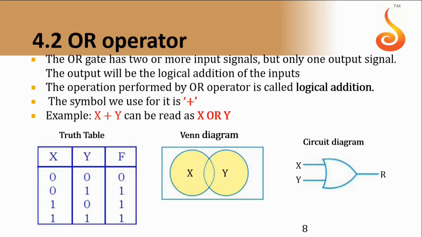You can see from the truth table over here, 0 and 0, both are false, then it is false. Otherwise, every time if one of them is true also, that is 0, 1, 1, 0 and 1, 1, here it will be true. This is the logical OR operator, and this is the circuit diagram of that.